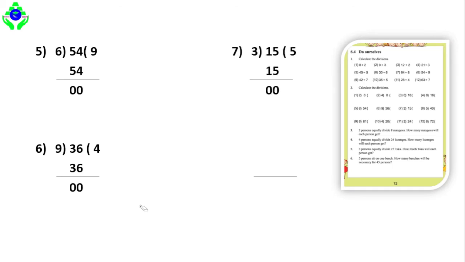Now, if we see question number 7, the question is 7 divided by 15 is equal to what? You know that 3 into 5 is equal to 15. 5 minus 5 is equal to 0. 1 minus 1 is equal also to 0. So the answer will be 5. If we see question number 8, the question is 5 divided by 40 is equal to what? We know that 5 into 8 is equal to 40. 0 minus 0 is equal to 0.